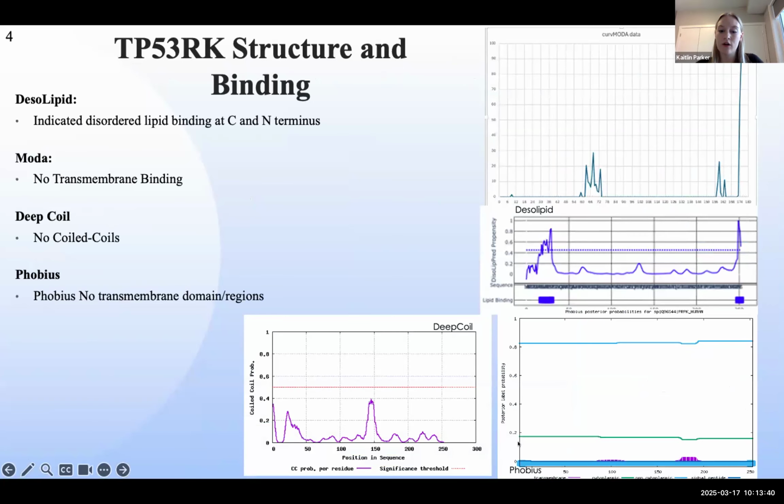Phobius indicates that there is no transmembrane domain as the signals were not over the required scores. This is consistent with the overall amino acid makeup as the kinase isn't overly hydrophobic, showing it's likely not inserted in the membrane. MODA confirmed that there's no membrane binding sequences as there's only 1 score over 30 and on the C-terminus end, but it's likely due to positively charged amino acid, so it's a false signal. DeepLipid indicated a disordered lipid binding region at the C and N terminus, but it's unlikely as the membrane binding is likely due to charged and disordered ends of the kinase, and there's also no coiled coils.